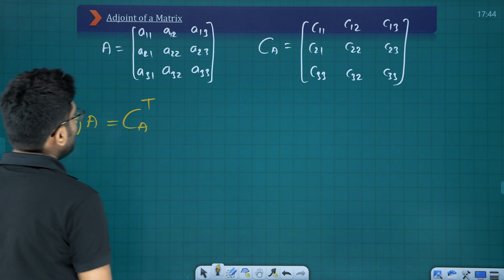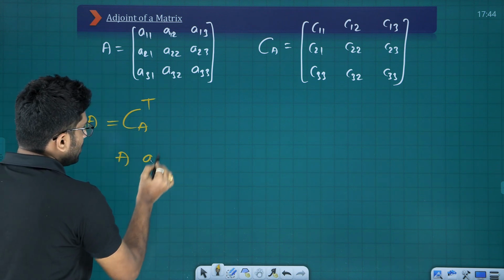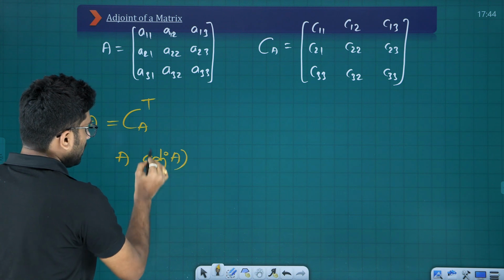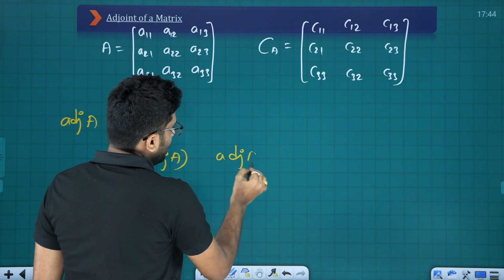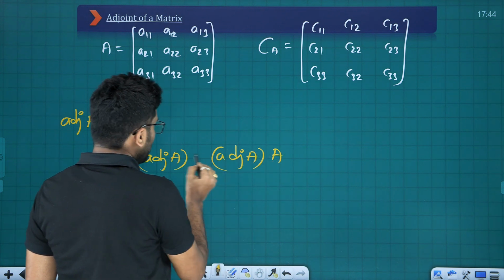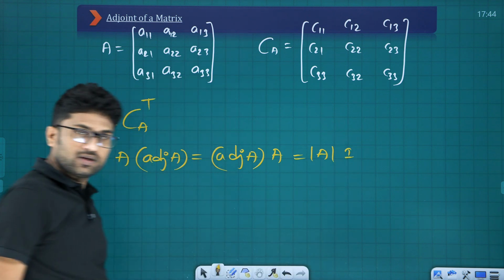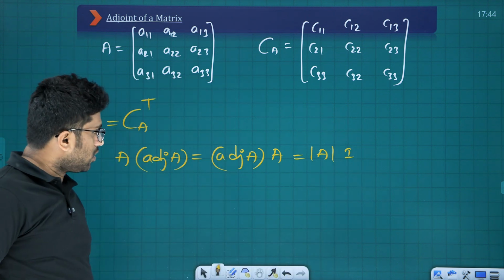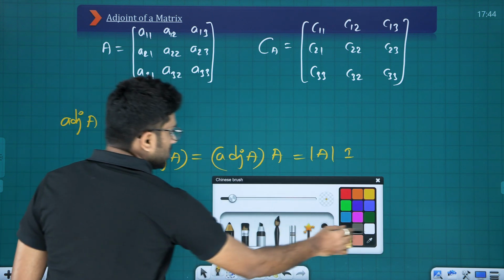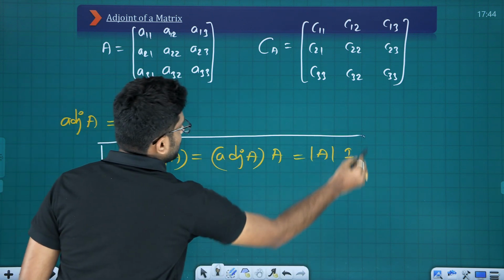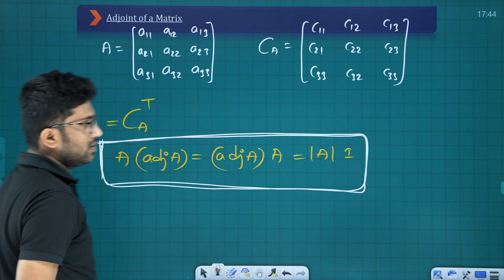One most important relation with respect to adjoint is, friends, if you multiply A with adjoint A, or adjoint A with A, these two are equal and equal to det A into I. A into adjoint A is always equal to adjoint A into A, which equals det A into I, which is one of the most important relations for everything now. From now, this is everything.